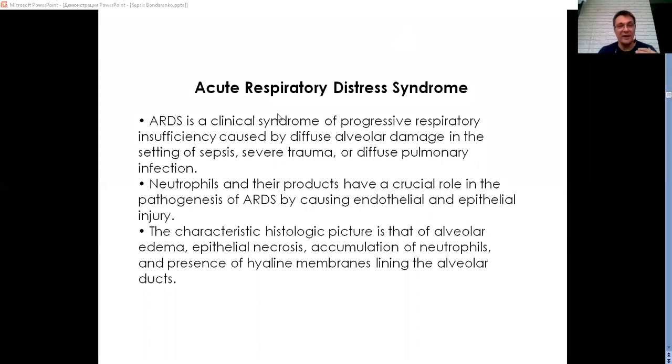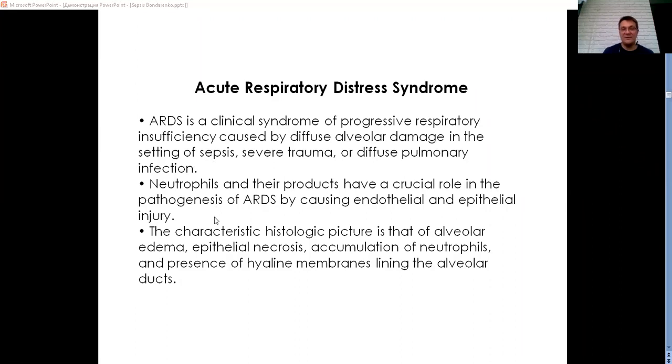Still 41. Good. So acute respiratory distress syndrome, everyone talks about that now because it's associated with COVID-19. So what is that? Just to repeat, acute respiratory distress syndrome, that's the clinical syndrome of progressive respiratory insufficiency caused by diffuse alveolar damage. That's sometimes the synonym of acute respiratory distress syndrome, DAD, diffuse alveolar damage, in the setting of sepsis, severe trauma, or diffuse pulmonary infection. In case of the COVID-19, we got the sepsis-like condition for sure.